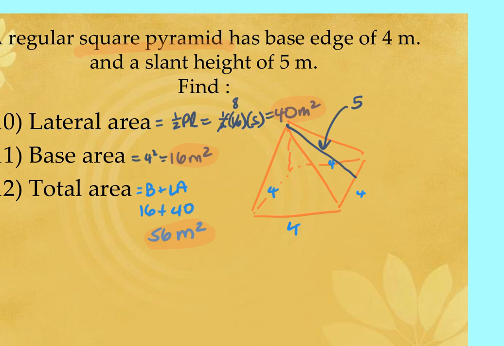Squares are a lot easier, right? Square pyramid a lot easier than an equilateral triangular one.